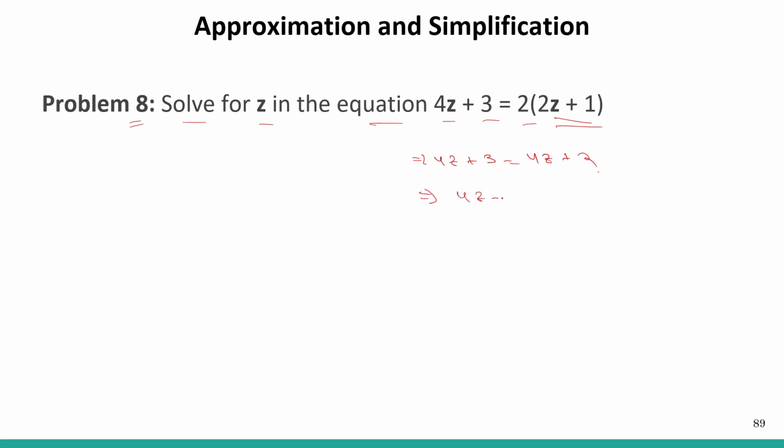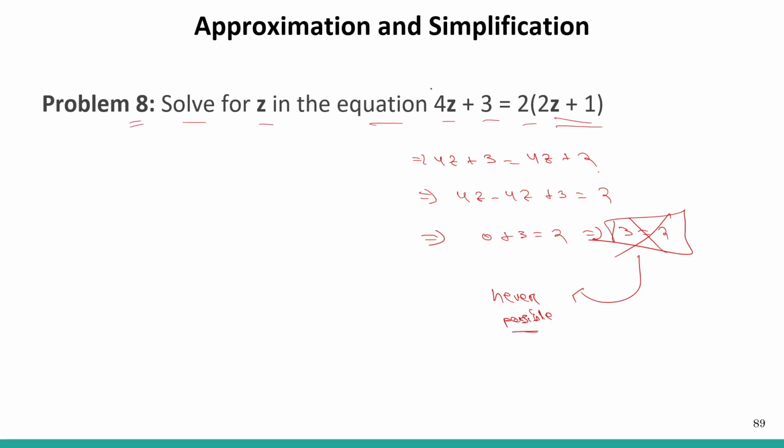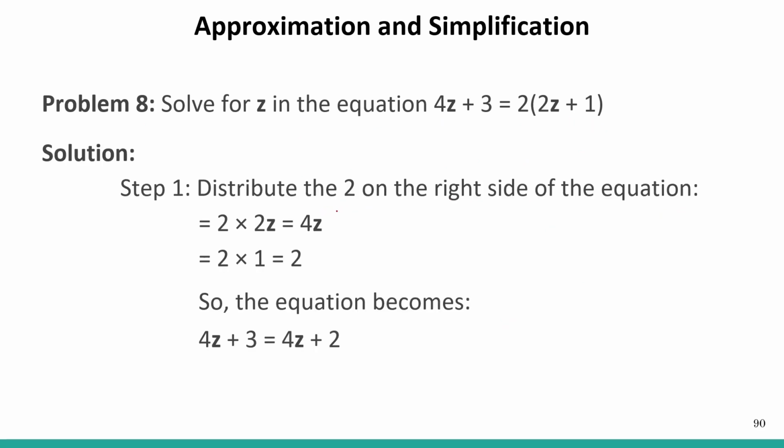So 4z minus 4z plus 3, right? Plus 3 is equal to 2. So this implies that 0 plus 3 is equal to 2. So this implies that 3 is equal to 2. So this is never possible. So there is no solution to this equation. So this will be the correct answer. That is, there is no solution.